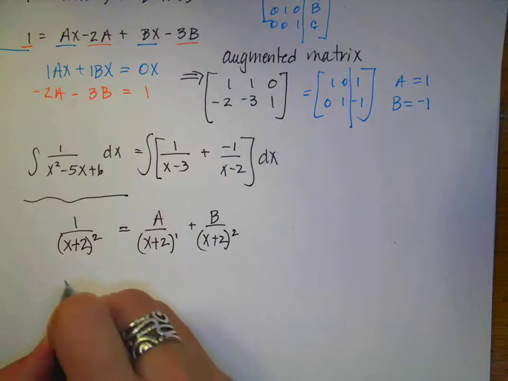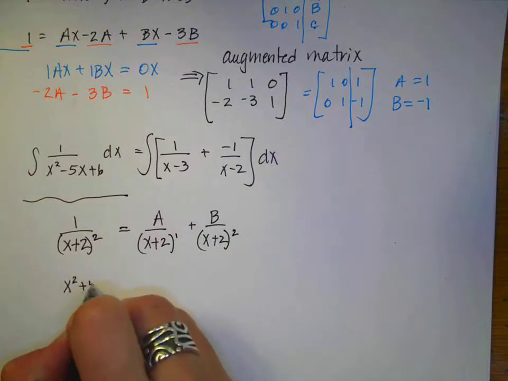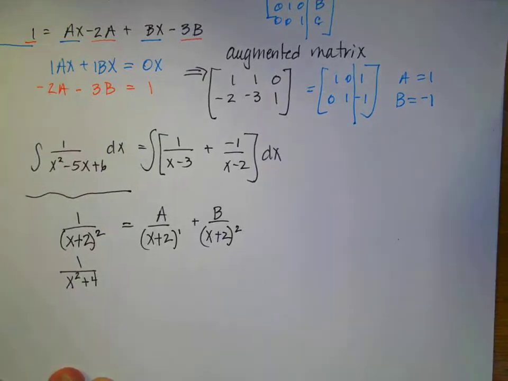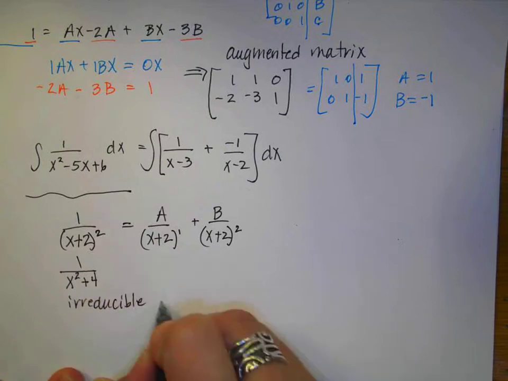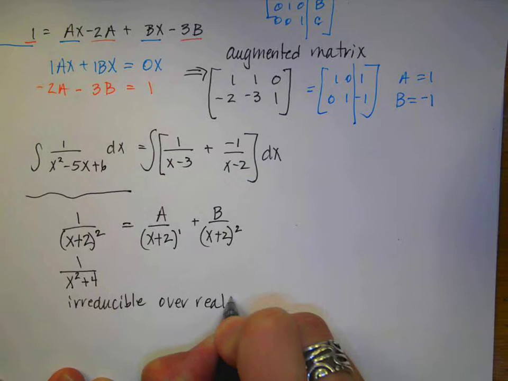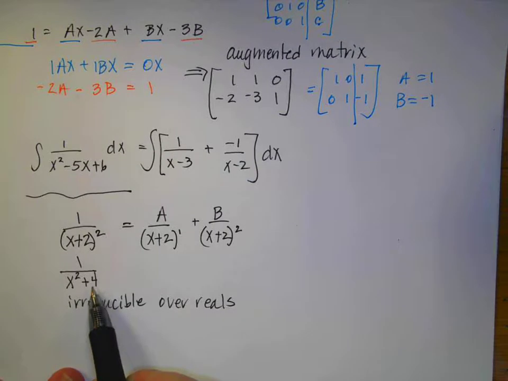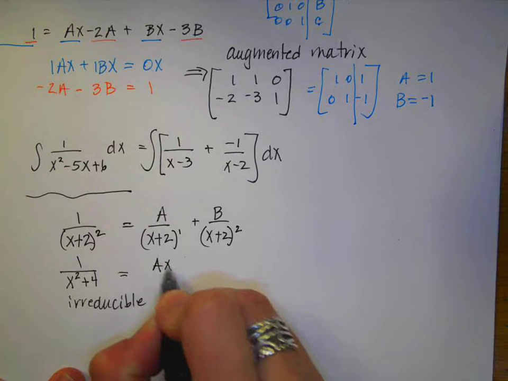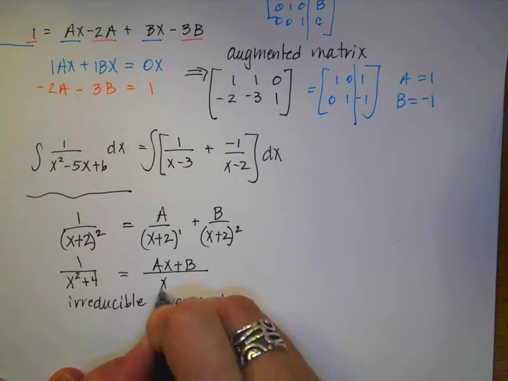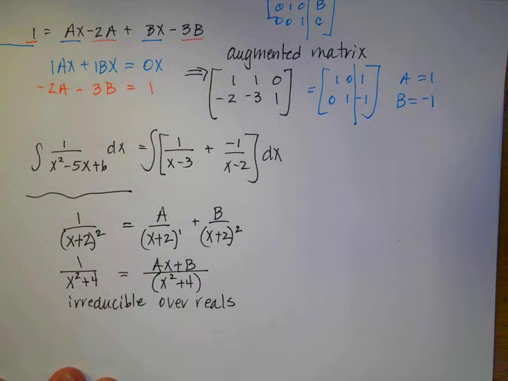The other situation is, let's say I have x squared plus 4. This is irreducible over the reals, which means that when I try to solve this, I get an imaginary number. So when I have an irreducible factor, I have to split it up into Ax plus B, and then this would be over x squared plus 4. So those are the additional things that you have to remember about setting up our partial fraction decomposition.